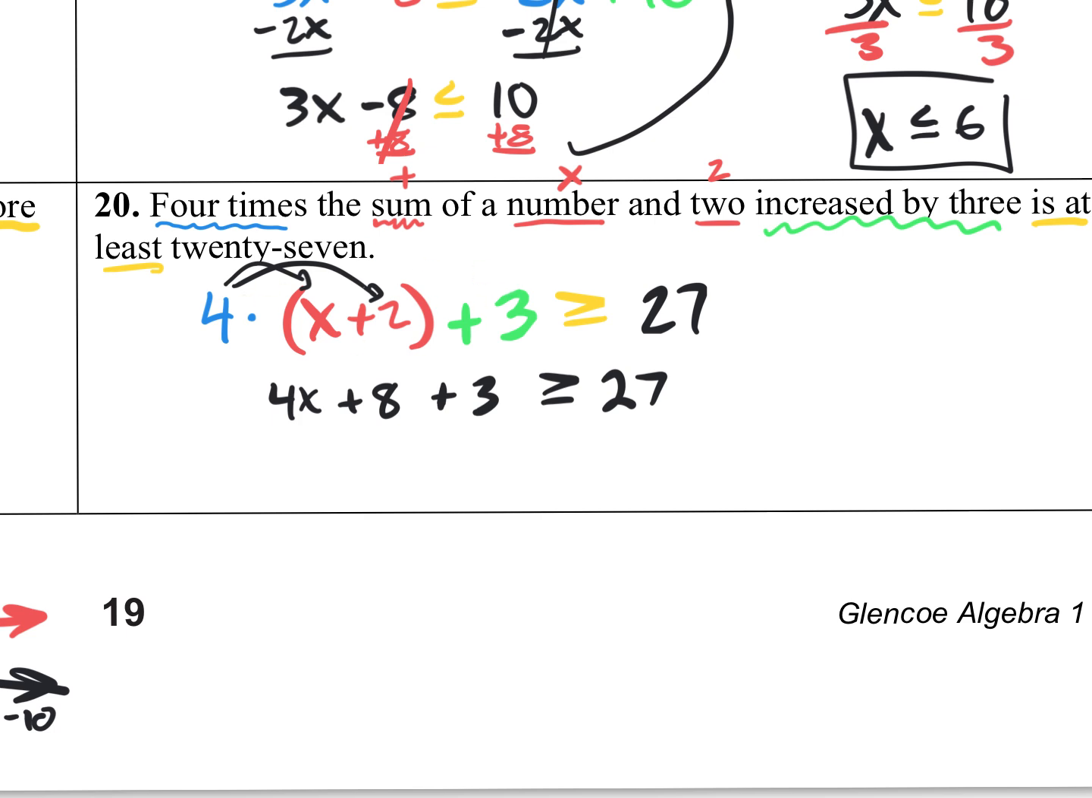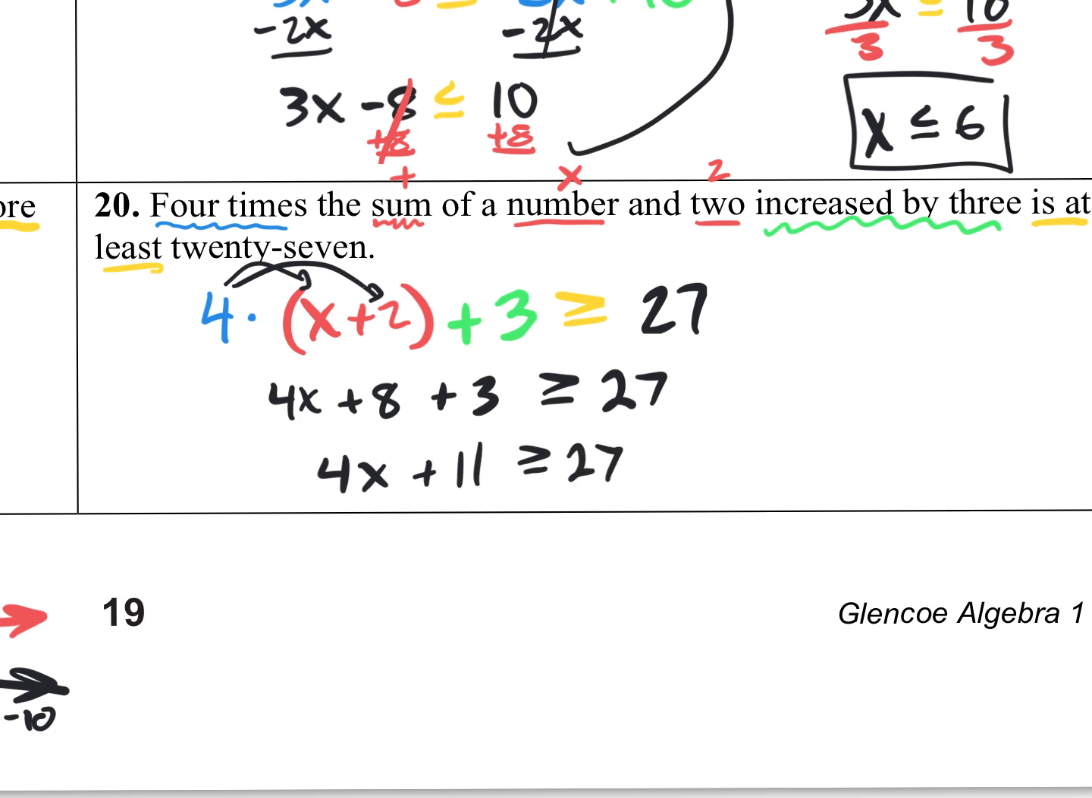After distributive property, you got to check and see if there's any combining like terms. And of course, we have this 3 and this 8. They're like terms. You could combine those. 8 plus 3 is 11. So you're going to have 4x plus 11 is greater than or equal to 27.